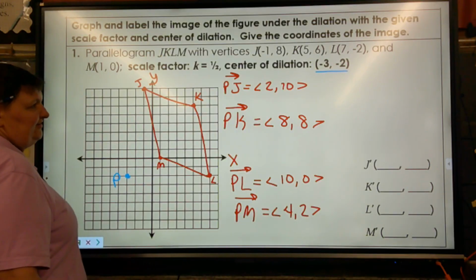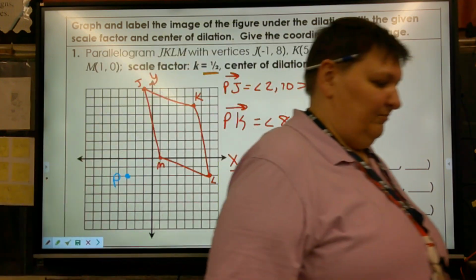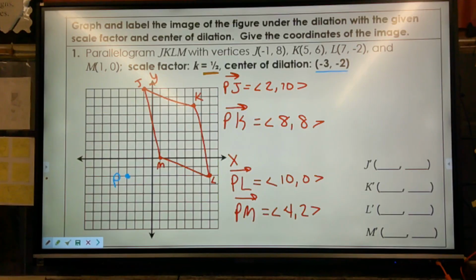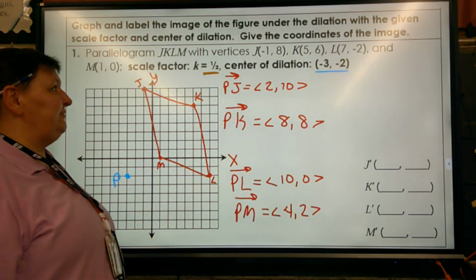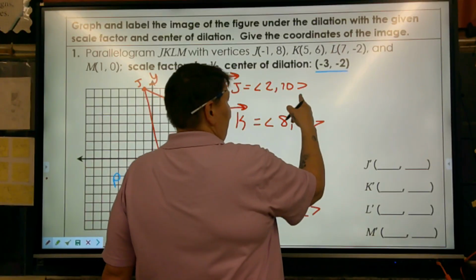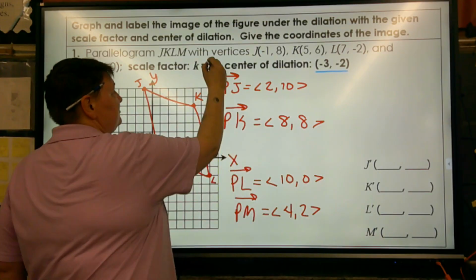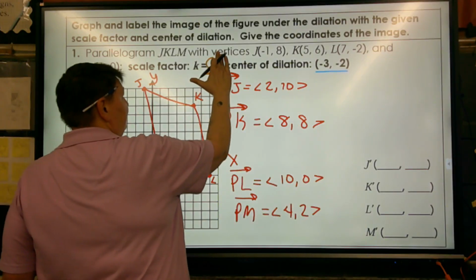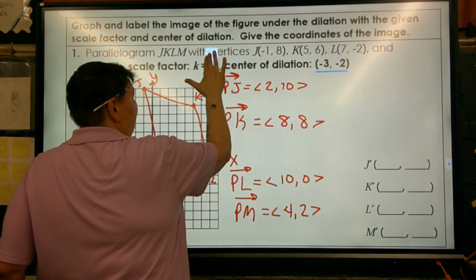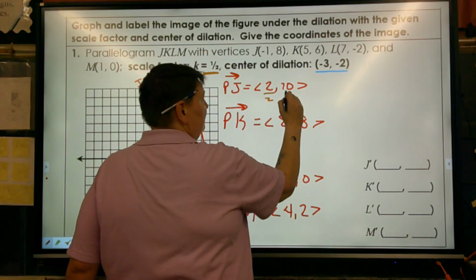Once you have found the vectors, then you need to apply the scale factor. Multiply everything by the scale factor. Multiplying by 1/2 is the same as dividing by 2, right? So divide everything by 2. Because there's a 1 in the numerator, you can just divide everything by the denominator. So we're going to divide everything by 2.